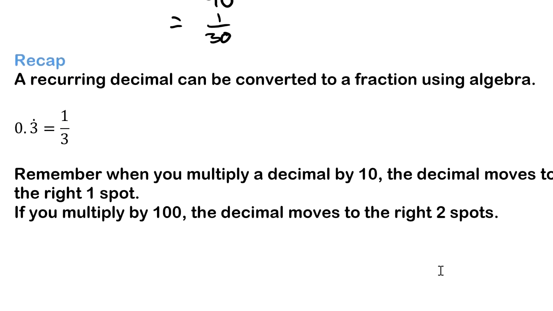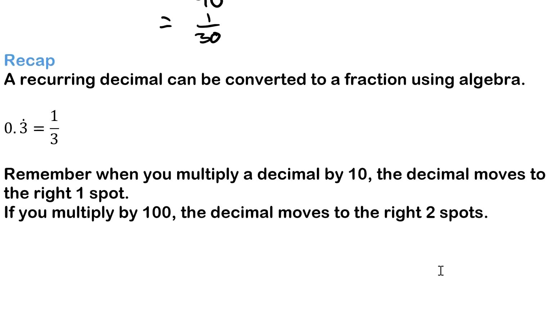To end the video, we'll just do a quick recap. Remember, a recurring decimal can be converted. We just proved that using algebra. Your recurring decimal is something like 0.3333333, and we essentially wanted to get it to something like 1 over 3. If you're trying to get the decimal to move forward one spot, you multiply by 10. If you want the decimal to go to the right 2 spots, it's 100, 3 spots 1,000, 4 spots 10,000, and so forth. Take your time with these, and make sure you don't make simple mistakes.